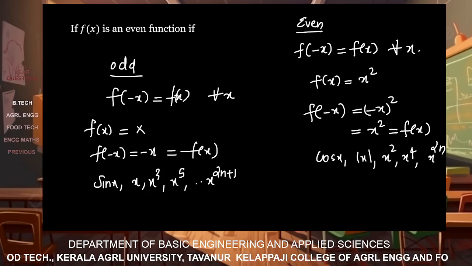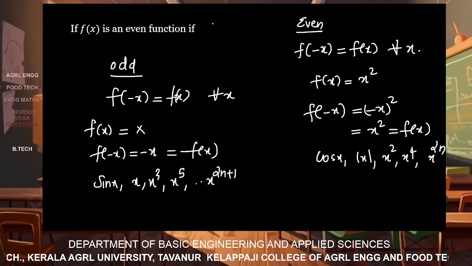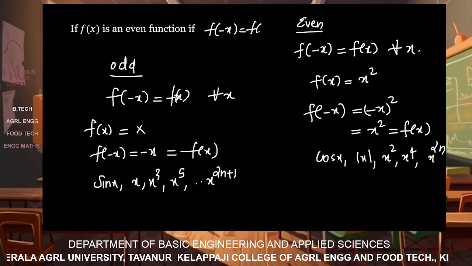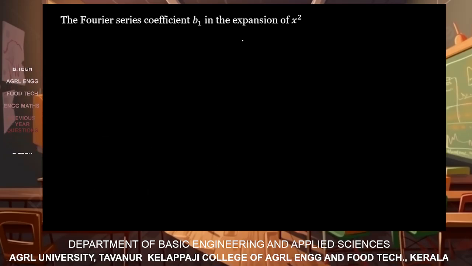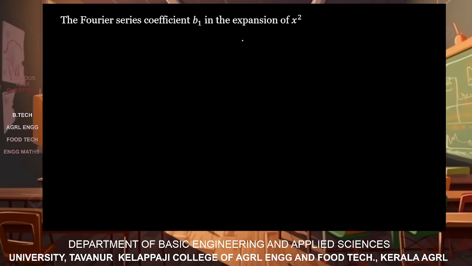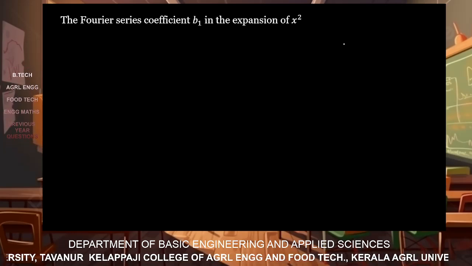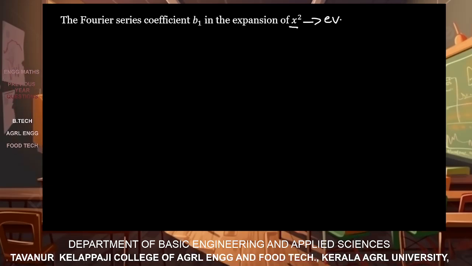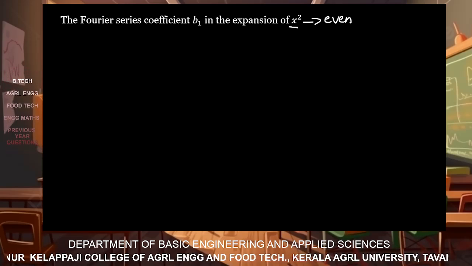So back to our question, a function f of x is an even function if f of minus x equal to f of x. This is the answer. Next: the Fourier series coefficient b1 in the expansion of x square. Here, from the previous problem, x square is an example of an even function.